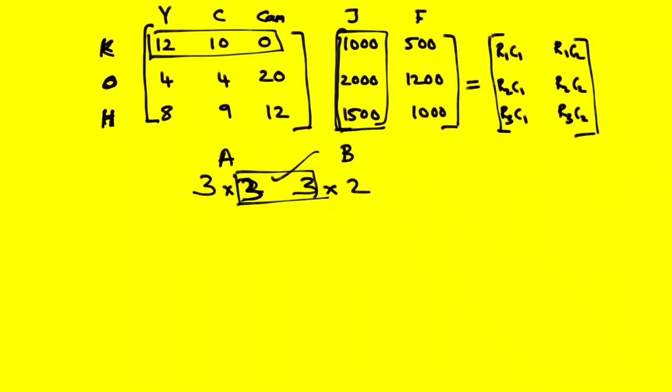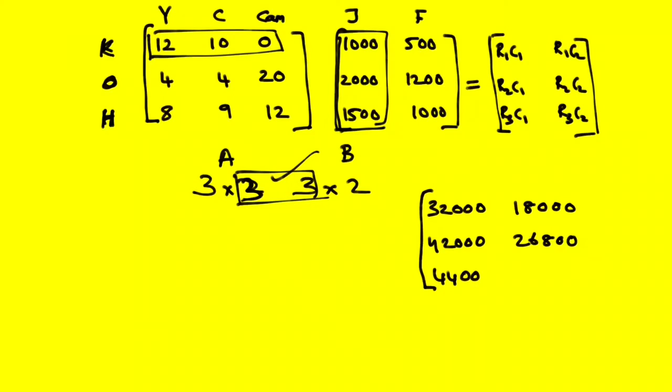So now I'm going to show you how to multiply it, not by the usual method, but using a TI-84 calculator. So from the calculator, I'm getting these numbers: 32,000, 18,000, 42,000, 26,800, 44,000, 26,800. Now what do these numbers actually indicate?